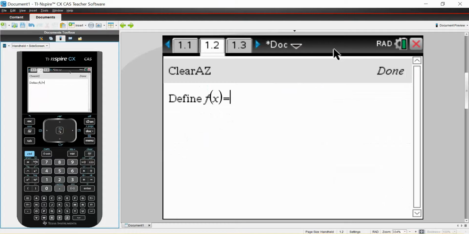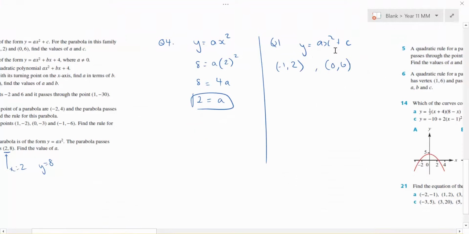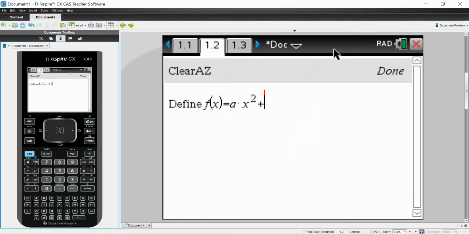So I'm going to go back to my calculator. I'm going to type a times x squared. Now, it's important that you do that times button in between a and x. Otherwise, the calculator doesn't know the difference between ax. So you have to tell it this is a, it's a number, times x squared. Otherwise, you'll get it wrong. Plus, what was it again? Was it plus c? Yes, ax squared plus c. So we'll go back, a times x squared plus c.